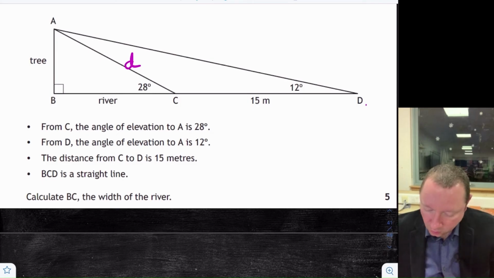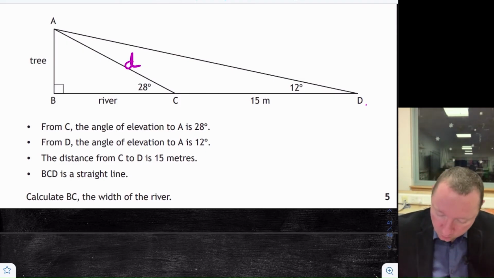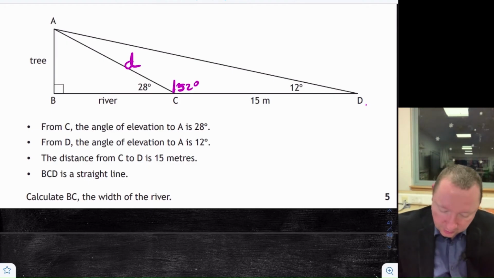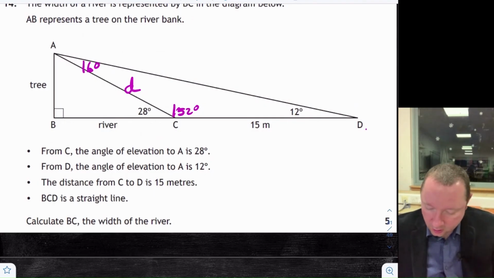Now we need some angles first because we've only got this angle, but we're going to need this angle up here. So let's work on that. Angles on a straight line add up to 180. So if I do 180 minus 28, that gives me 152. So I can note that here. 152 plus 12 is 164, leaving 16 degrees up here. So you had to do a little bit of angle work to get that 16, and now you've got opposites.